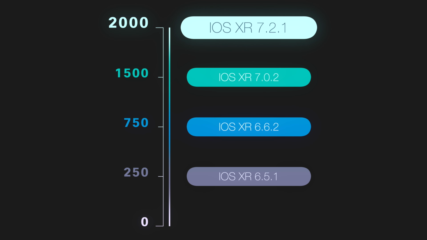The last improvement for today is relative to the number of bridge domains per system. Up to version 6.5.1, we supported 250. In 6.6.2, we increased this number to 750. In 7.0.2, we doubled it to 1500. And in 7.2.1, it's now 2000. And that's all we have for you today.